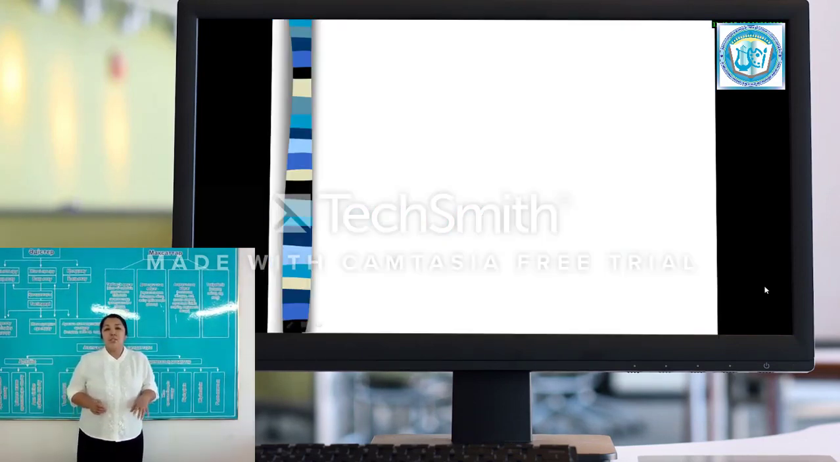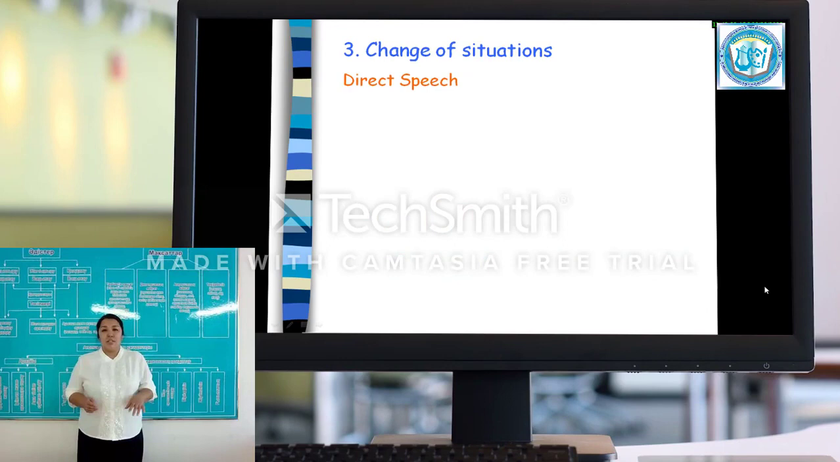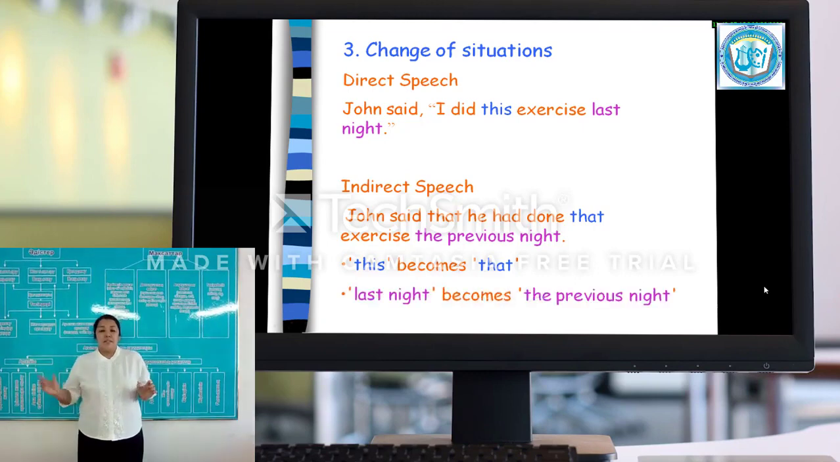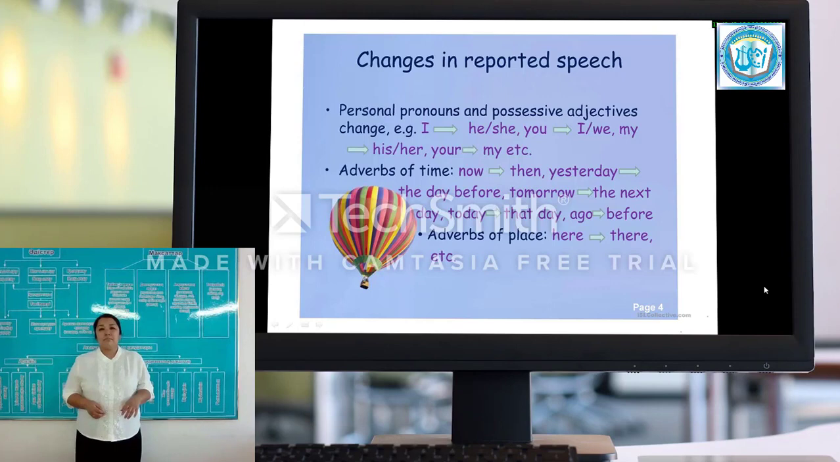The next thing we should speak about is change of situation. In direct speech, we say John said, "I did this exercise last night." In indirect speech, we say John said that he had done that exercise the previous night. So "this" becomes "that." "Last night" becomes "the previous night."